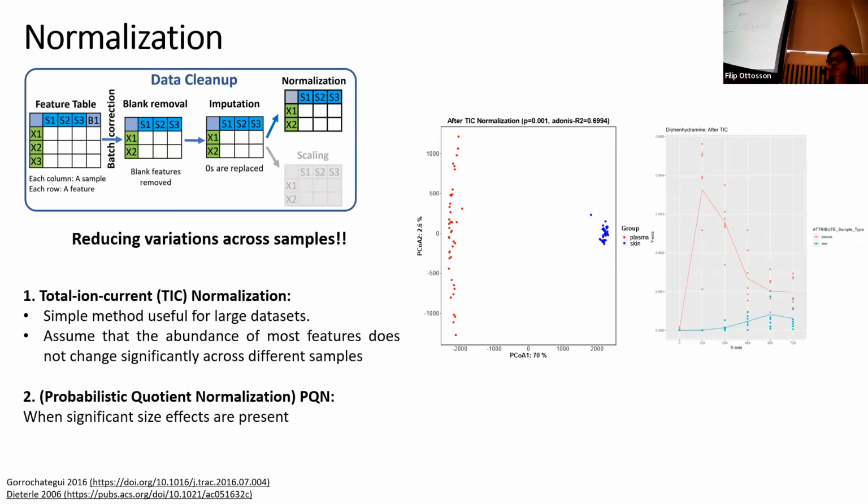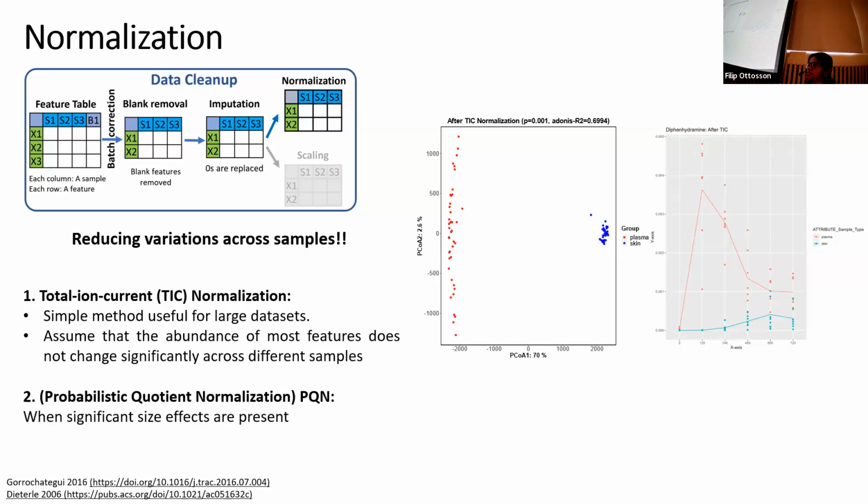And then after imputing, you could either perform normalization or scaling. It also depends on different techniques. Both of these methods try to reduce the variations across your samples. There are many normalization techniques, but some of the most commonly used ones are the total ion current or TIC normalization, which you could also call sum normalization, and the second one is probabilistic quotient normalization. More than the algorithm, I wanted to show you when to use what, because when you have a deep understanding of your data, you can choose the appropriate normalization technique.